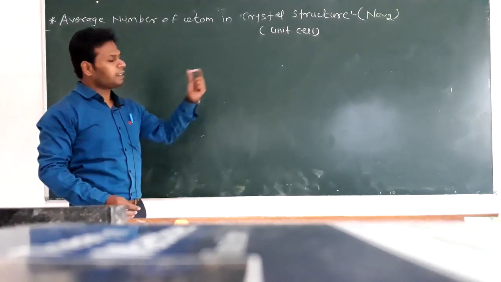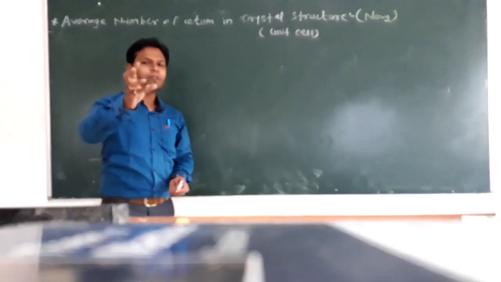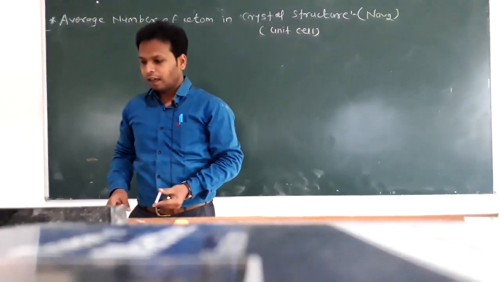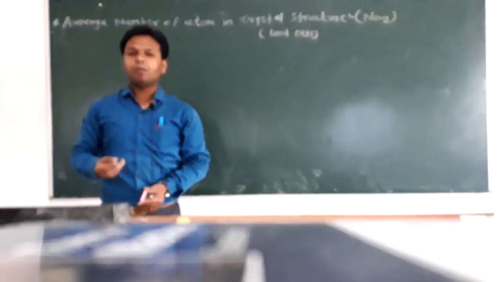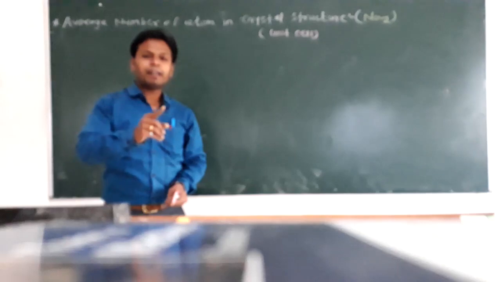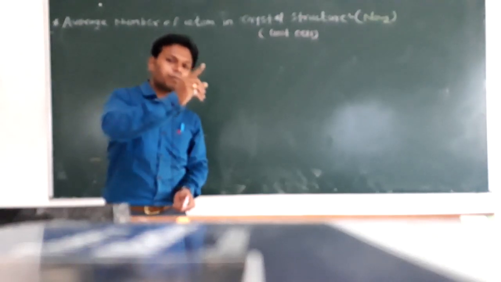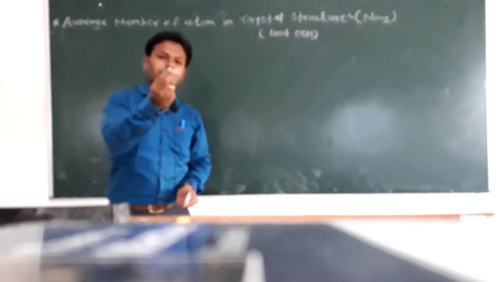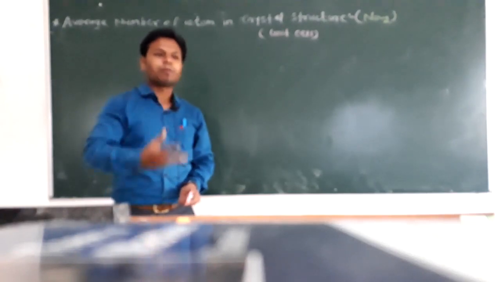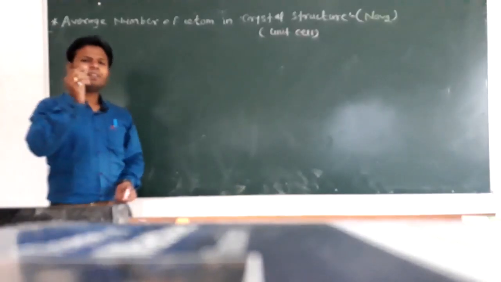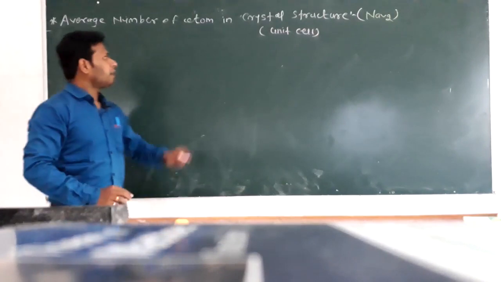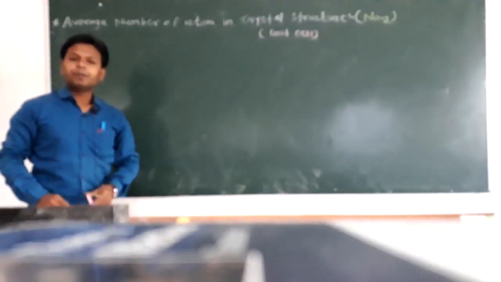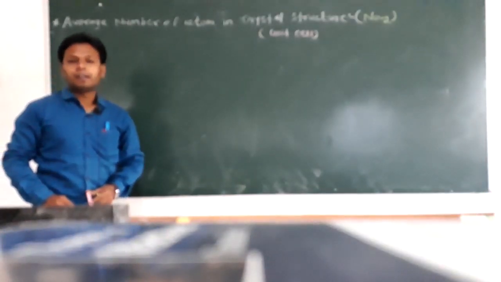Why do we require this? Suppose we are making one material, and for making this material we require the average number of atoms which are needed for making this product, or this tool, or this cube or crystal structure. So there is one very important formula to find the average number of atoms in a unit cell or in a crystal structure.